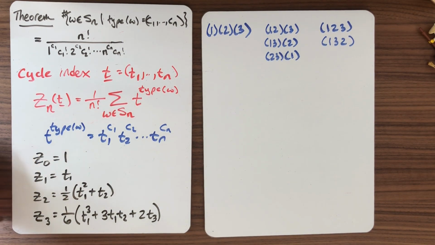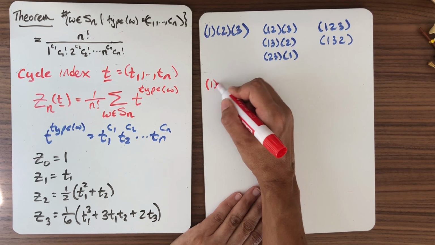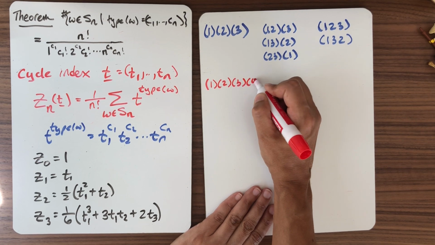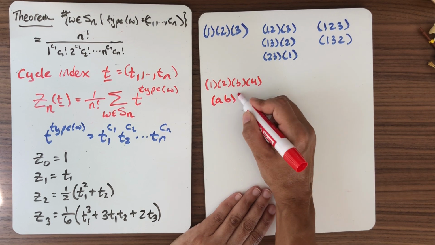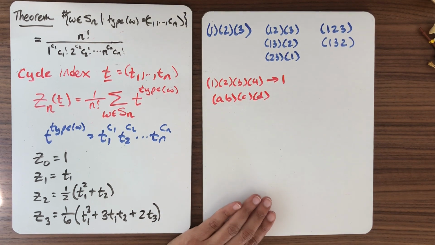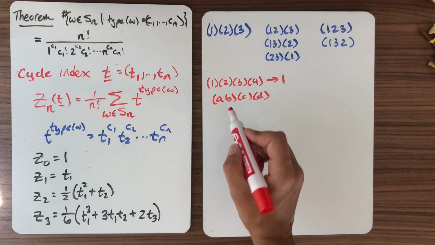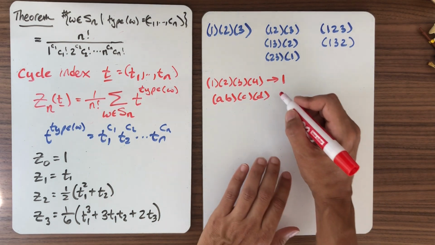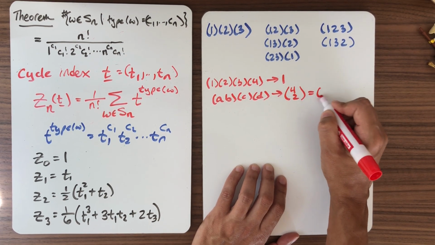So let's do 4. But the way we're going to do it is we're going to think about the cycle type and then write down what it is. So what is our cycle type? Well, we could have 1, 2, 3, 4. There's one way to do that. Now let's think about transpositions. We could have A, B, C, D. How many different transpositions can we have? Well, we just have to choose which 2 go here, and then everything else is fixed. So we're doing S4, so this is going to be 4 choose 2, which is 6.